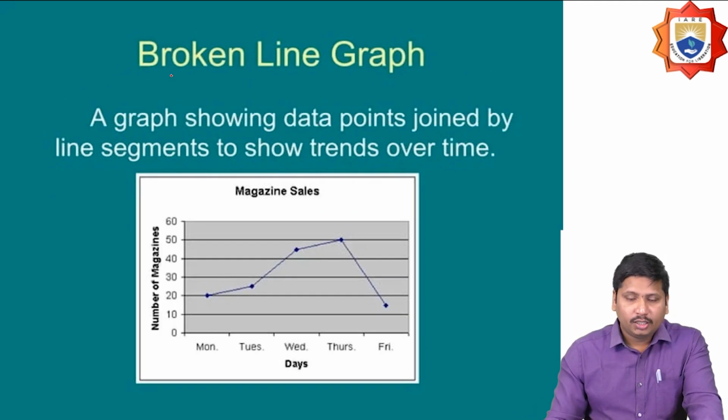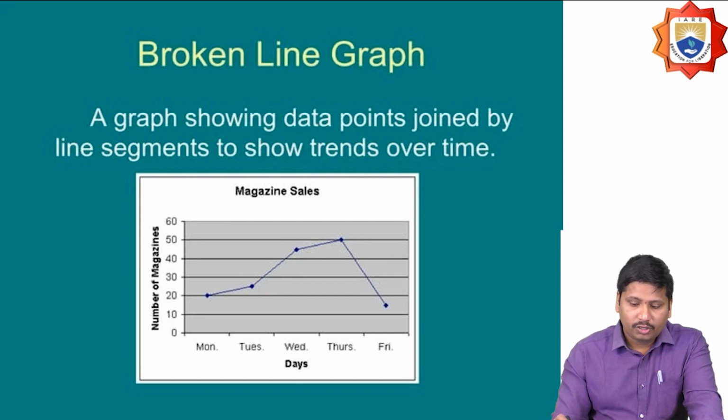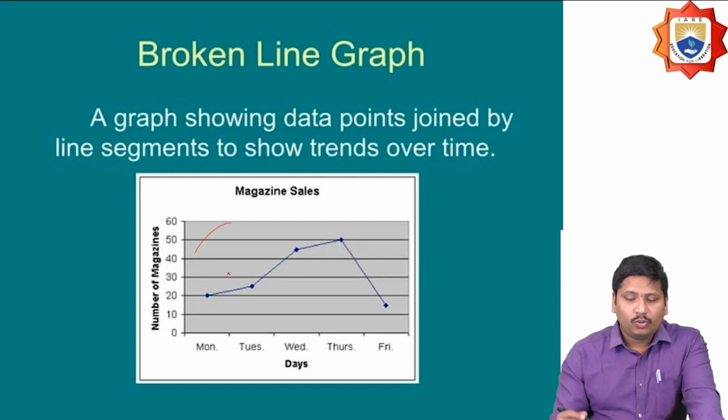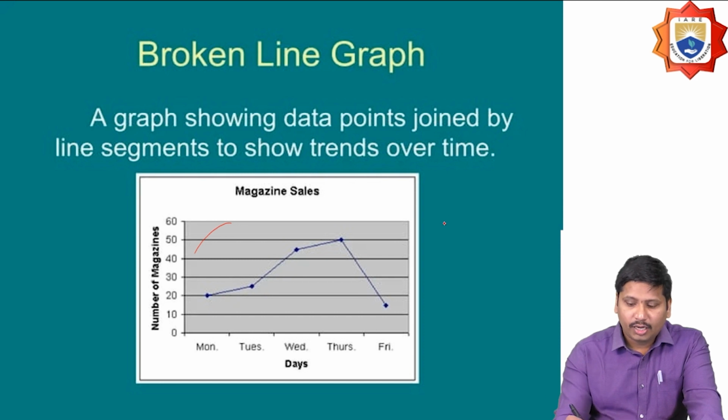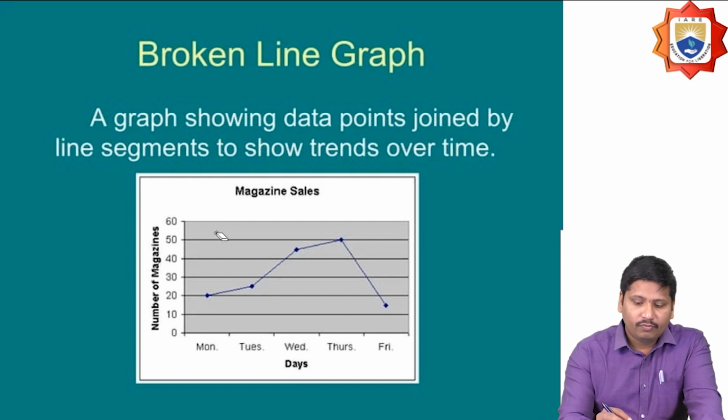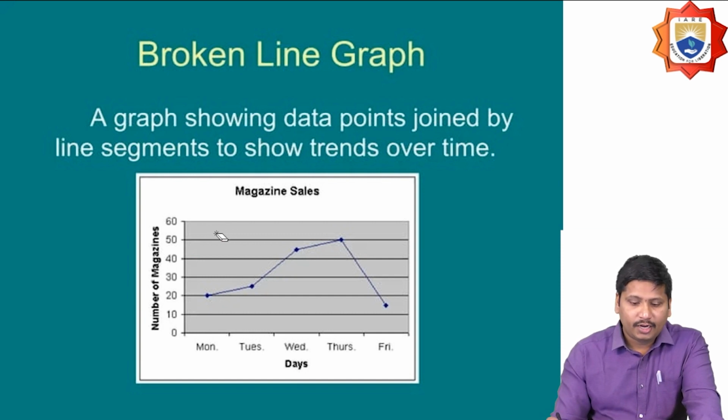The next one is the broken line graph. A broken line graph shows data points joined by line segments, which show the trends over time. That should be the broken line graph. Normally line graphs are used in many applications, like in cricket or in stock markets, where values change over time. That kind of graph we call the broken line graph.